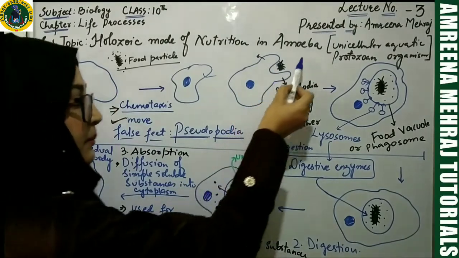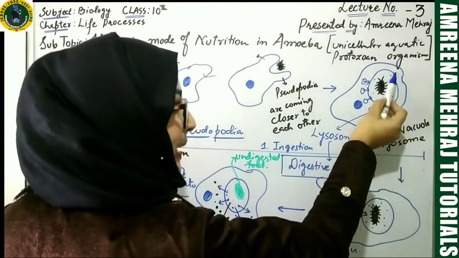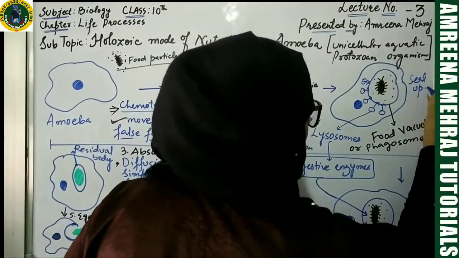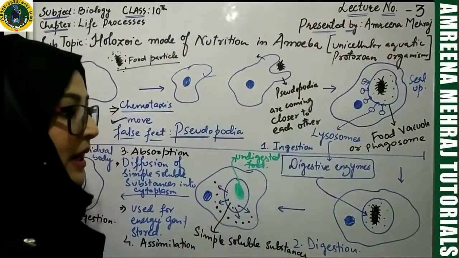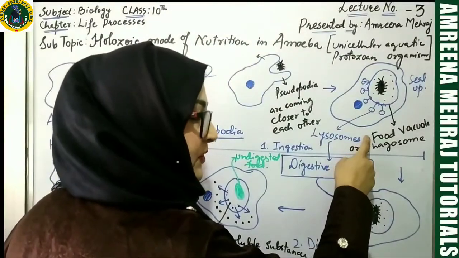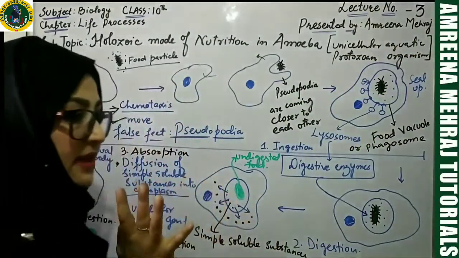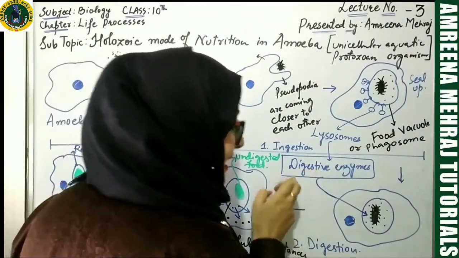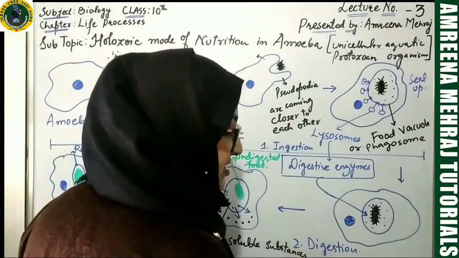It further elongates these pseudopodia which finally come closer to each other and they seal each other. So they get sealed up, finally engulfing the food particle in the form of a food vacuole. Okay, now the food vacuole is being attacked by the lysosomes which are present there in the cytoplasm. Now lysosomes contain the digestive enzymes. They release the digestive enzymes into the food vacuole. Now what will happen is the process of digestion.